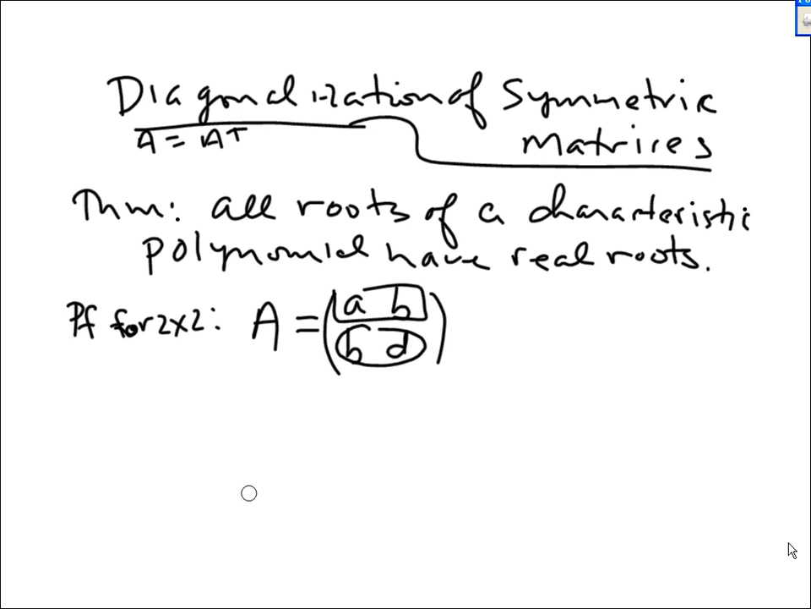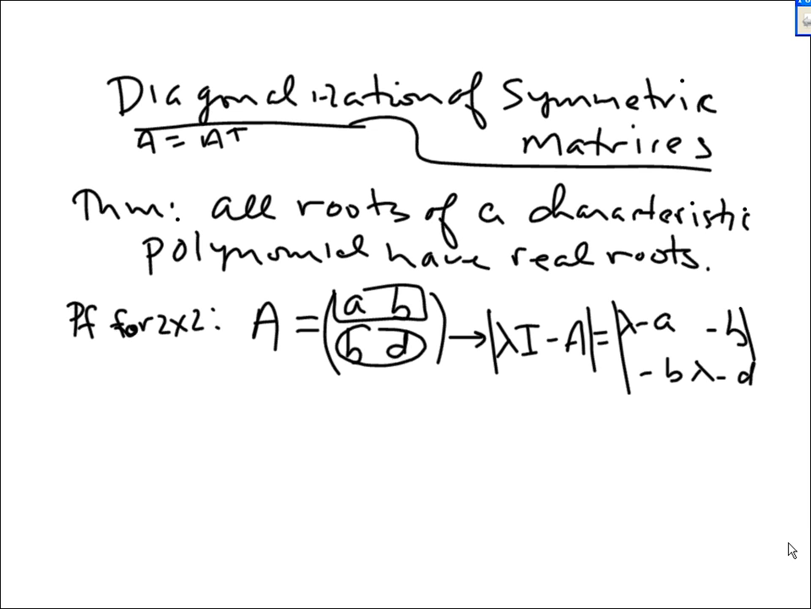Well, let's find the characteristic polynomial. Let us calculate the determinant of lambda I minus A. Well, first let's figure out what lambda I minus A is. So basically, you write down negative a, negative b, negative b, negative d, and on the diagonals, you add lambda. So this determinant will equal the number 0.